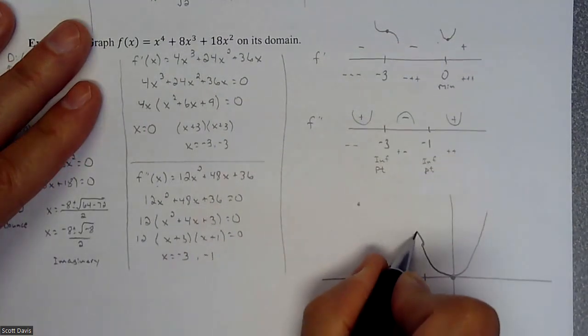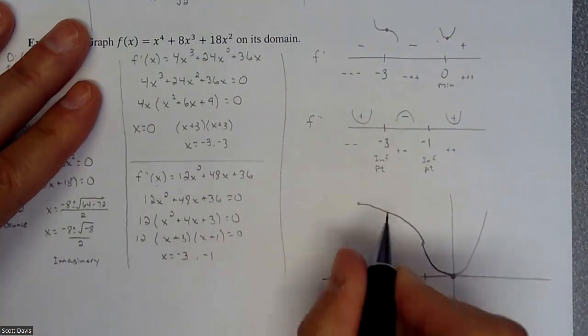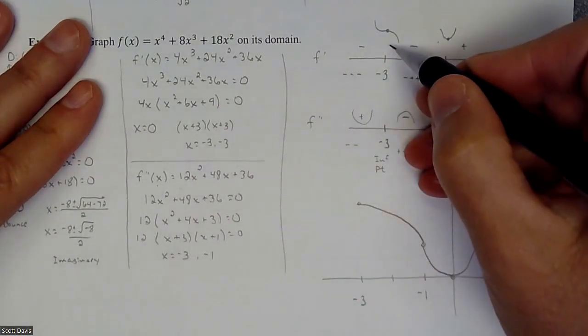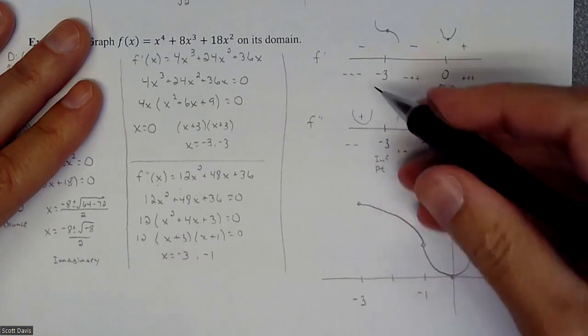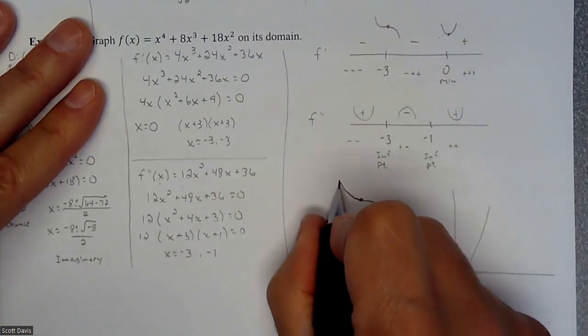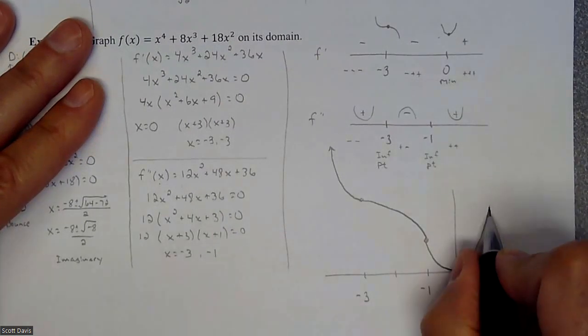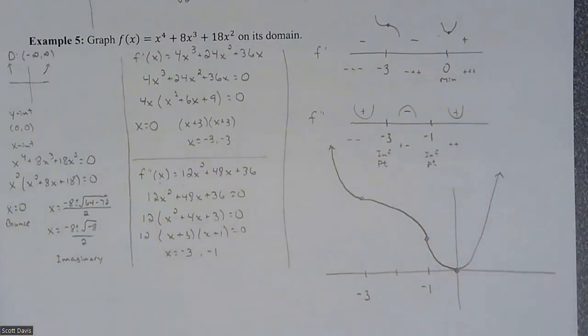So here's concave down and it levels off to a horizontal because we have a 0 slope, and then it goes concave up again. Something along those lines. All right, so there's a total rough sketch of what that graph would be.